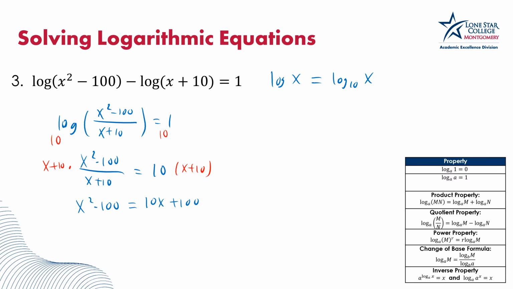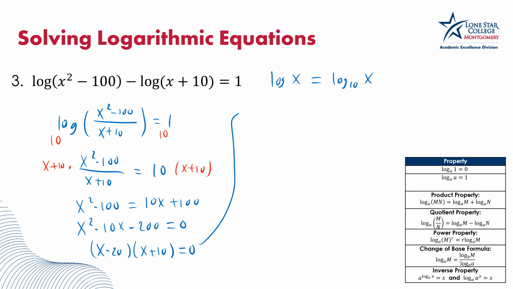Now we can move everything over to the left hand side. That will give us x squared minus 10x, and then negative 100 minus 100 is negative 200, equal to 0. So we can factor: find two numbers that multiply to get negative 200, but add to get negative 10. That would have to be a negative 20 and a positive 10. Then we set both factors equal to 0. x minus 20 equals 0. x plus 10 equals 0. Now we solve for x. We get x equals 20 and x equals negative 10.